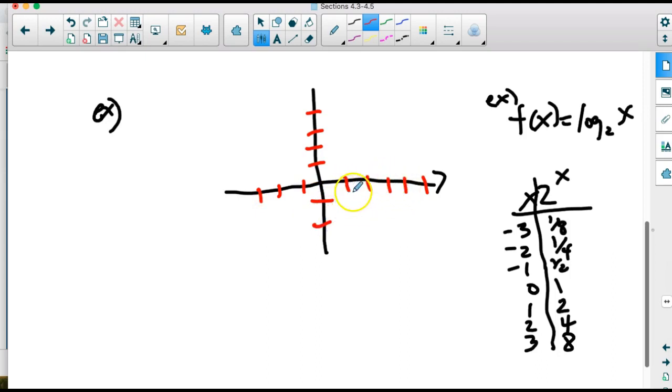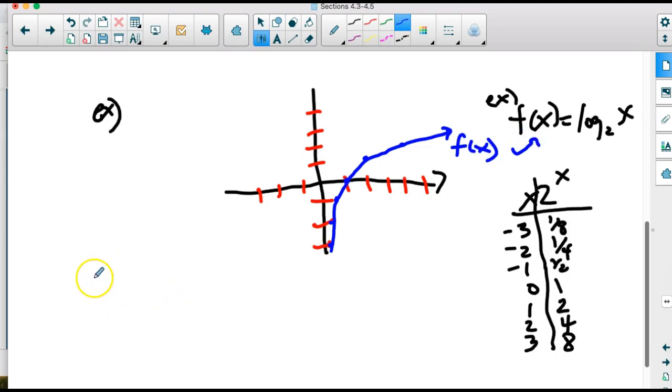All right, so 1/8, -3. Be really close to the axis here. 1/4, -2, still really close to the axis. 1/2, and then -1, it's about halfway there. Then 1, 0, 2, 1, 4, 2. So this is my f of x function, which is this graph right here.